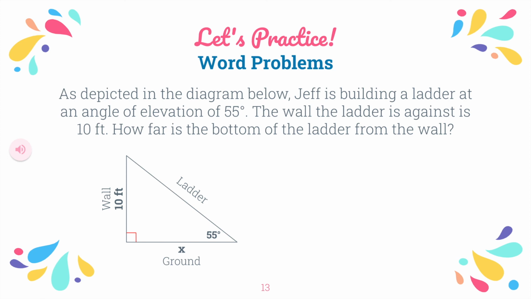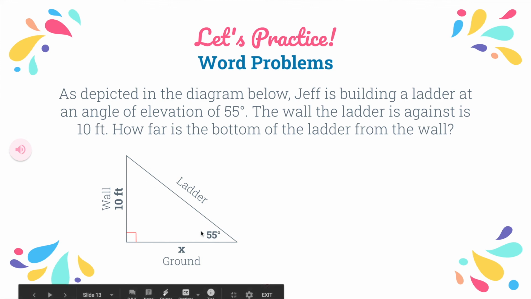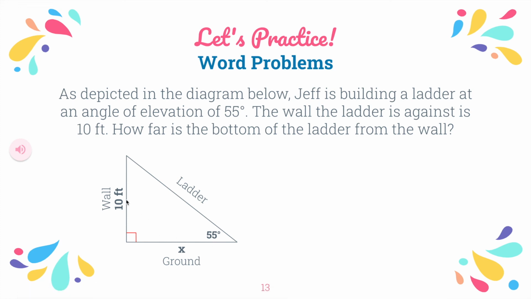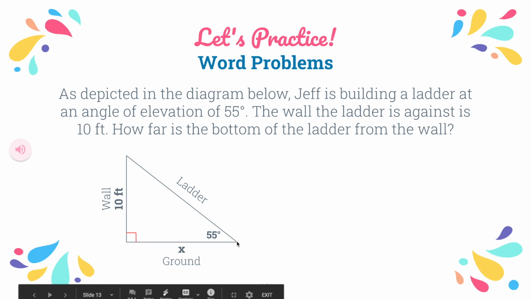So we can look at the triangle that the problem has given us, and we know that the ladder would be the hypotenuse of this triangle. The angle of elevation is depicted over here at 55 degrees. The wall is 10 feet long, and we're trying to figure out how far the bottom of the ladder is from the wall, which is labeled x. So to figure out what x is, we can use trigonometric functions.